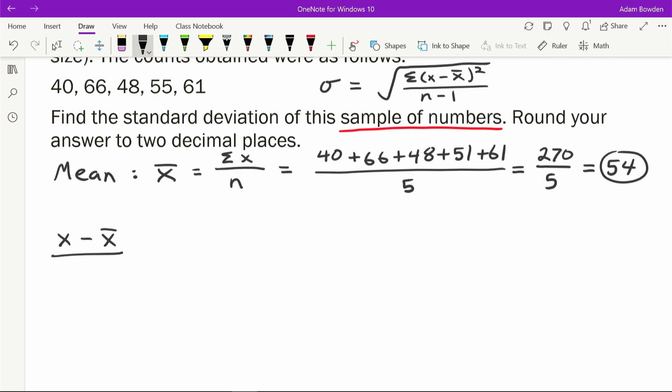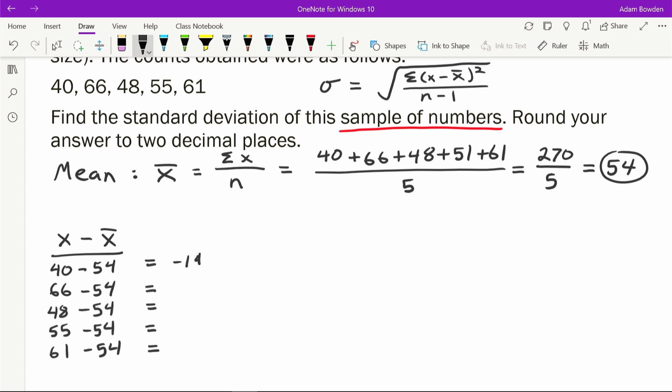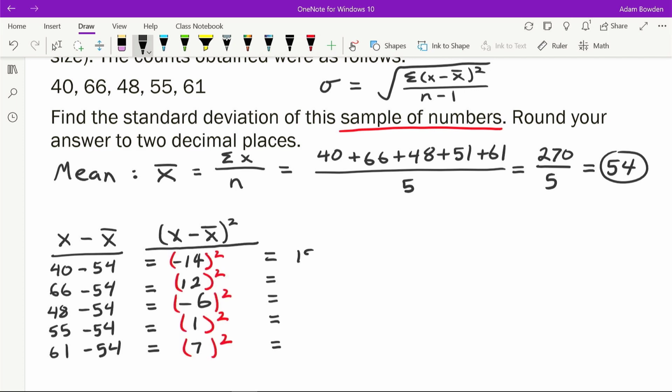We'll start much like we did in the last one by taking each value and subtracting the mean away from it. So things like 40 minus 54, 66 minus 54. We'll get numbers like negative 14, 12, negative 6, 1, and 7. Then we're going to need to take these numbers and raise them to the second power. So we'll get numbers like 196, 144, 36, 1, and 49.